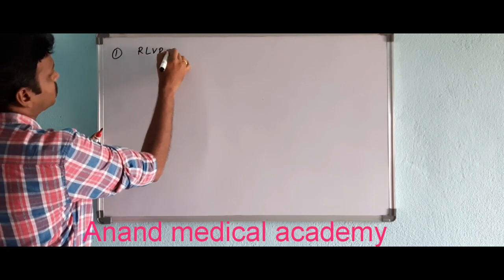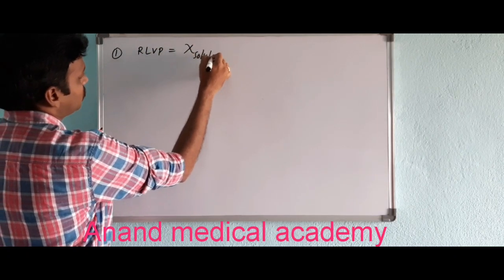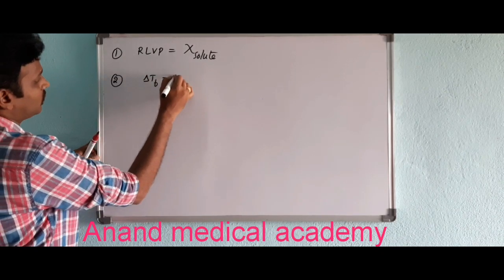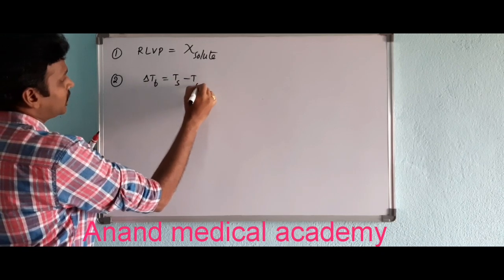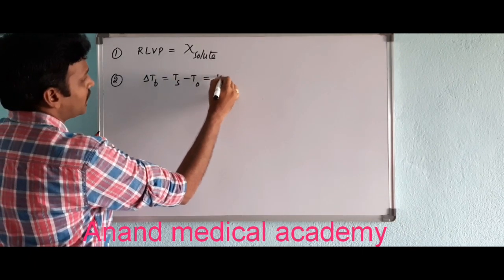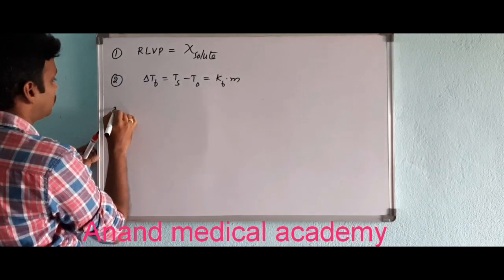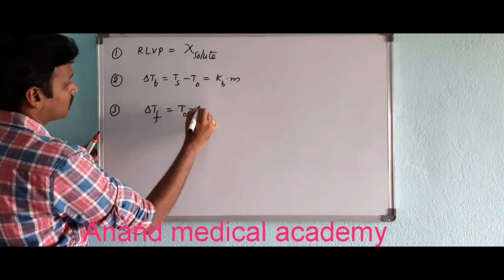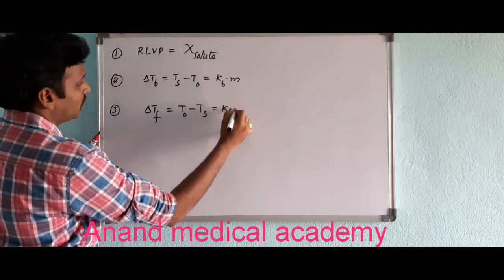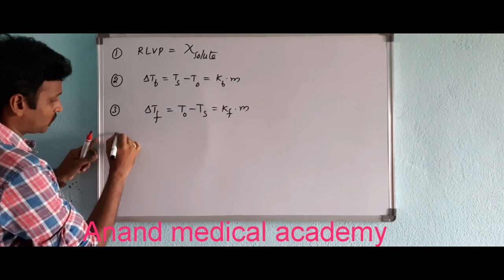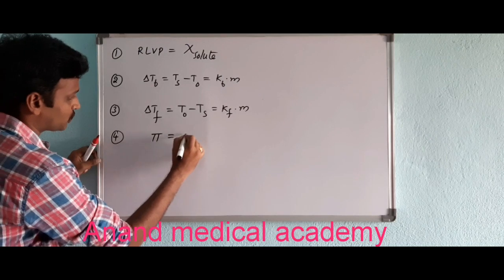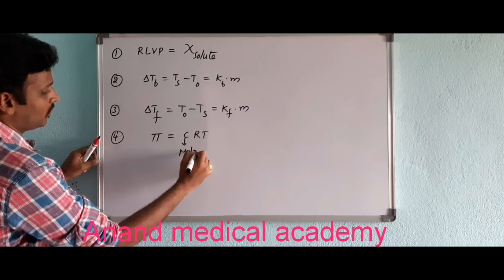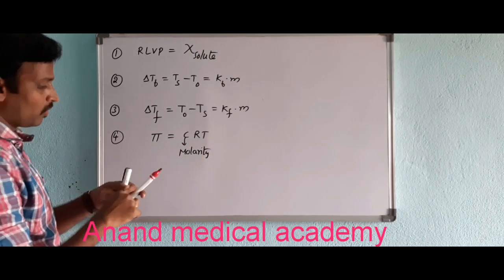This RLVP is equal to the mole fraction of solute, that is the first one. The second one is ΔTB = TS − T0 = KB × molality. The third one is ΔTF = T0 − TS = KF × m. And the fourth one is π = CRT, where C is molarity.